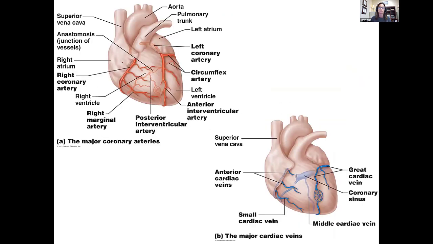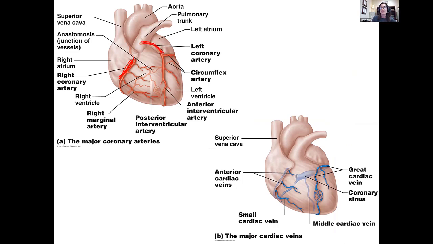Okay. Now, this is a great image. This is basically just showing you an anterior view of the heart. And in the anterior view, we can see some of these major arteries, right? We can see the right coronary artery, which is over here, and the left coronary artery over here.